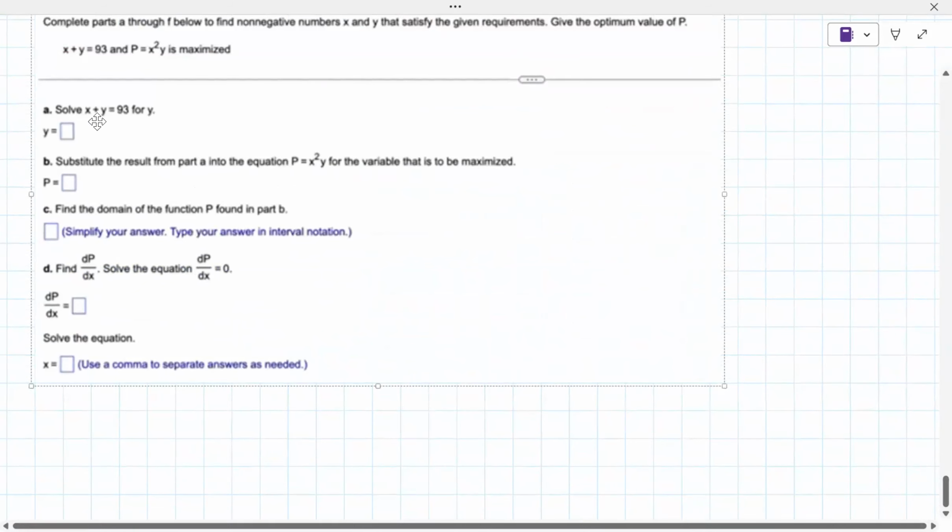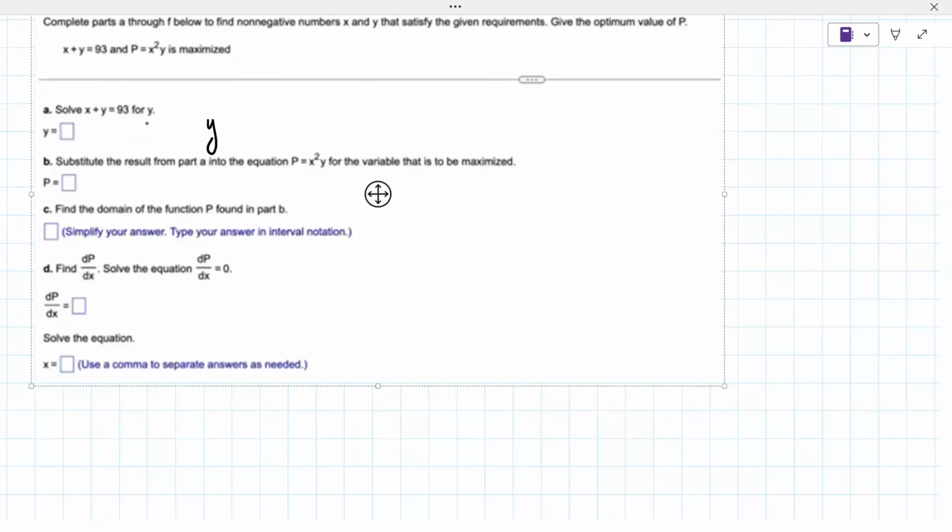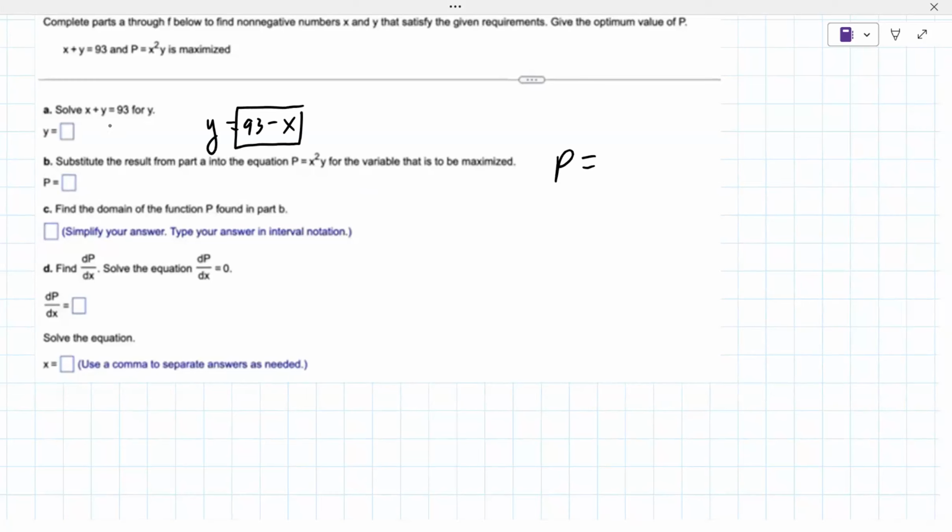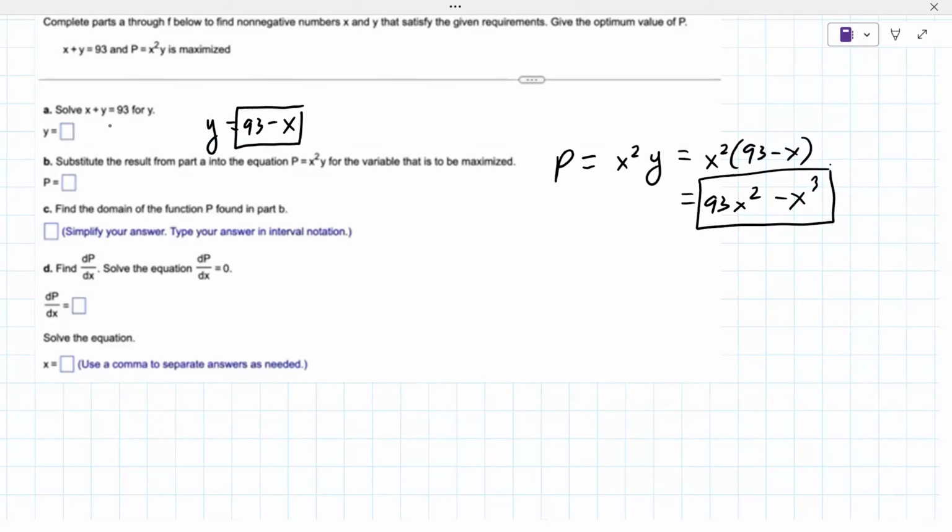So the first thing is to solve this equation for y. Y is 93 minus x. This time though, it's just the part on the right of the equal sign that they want in the box there. And then you're putting that in for y. So instead of y, it's 93 minus x, 93x squared minus x cubed. Okay. So that is the second box there for part B.